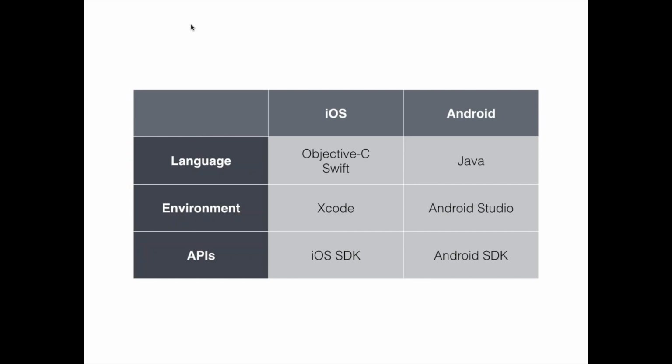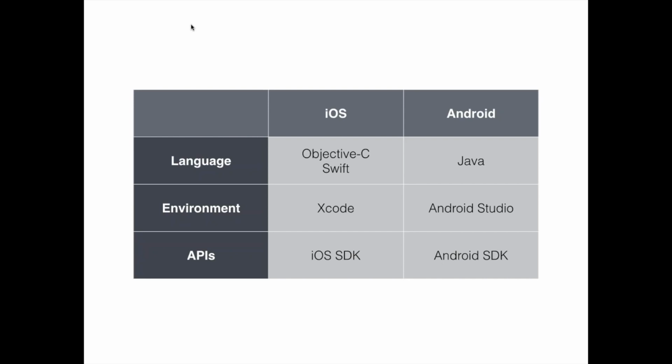When it comes to the environment where you write your apps, on iOS, you have to use Xcode. Xcode is the IDE that Apple gives you to write apps. And when it comes to Android, you have a similar environment called Android Studio. Android Studio is a totally different beast than Xcode. So there are two separate applications, two separate IDEs that you have to use.